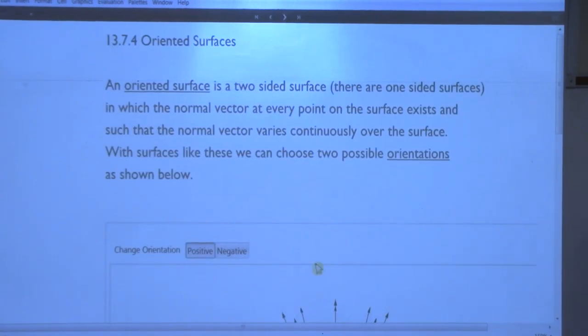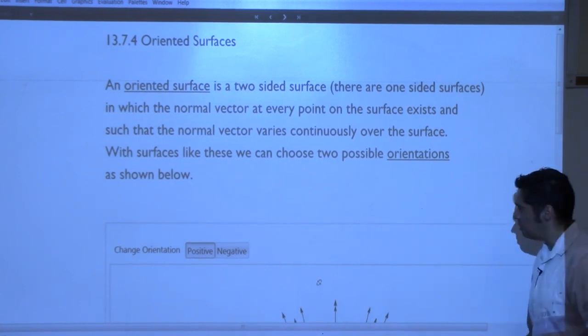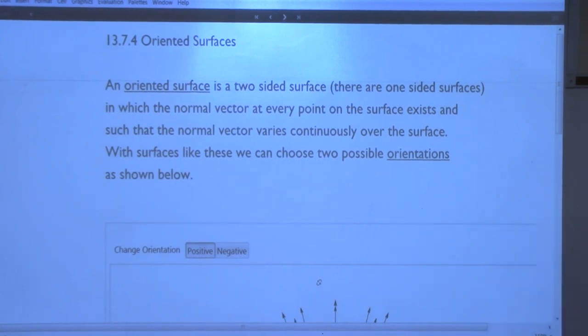An oriented surface is a two-sided surface. And then I put in there just for fun, there are examples of one-sided surfaces. A surface with one side. Anyone ever heard of a surface with one side? Yeah? What is it? Mobius strip. A Mobius strip. We'll do a quick example.